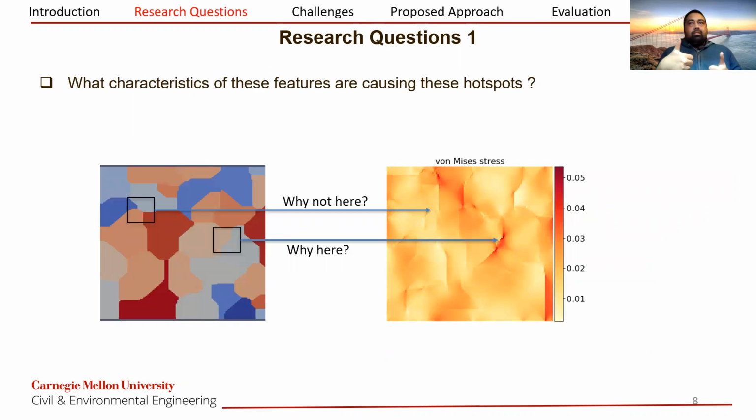So one of the major research questions that arises is that we don't see a hotspot at every junction. So what combination of these features is actually causing them? For example, why are the hotspots here but not here? And we don't have any analytical relationship or any statistical relationship to understand this.